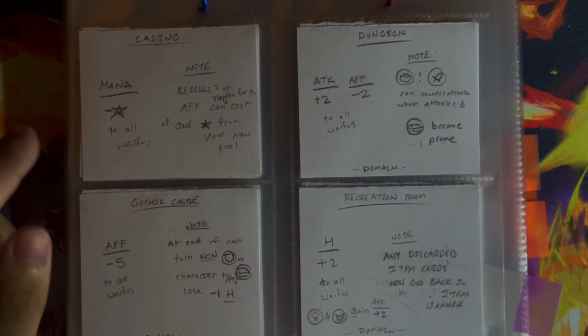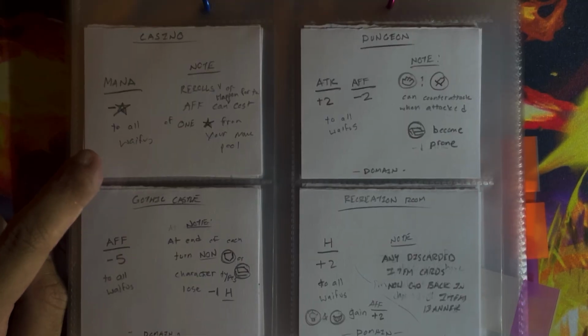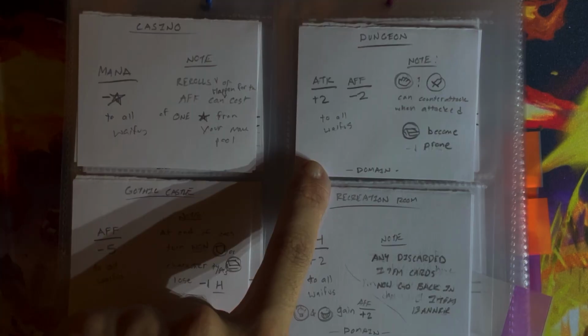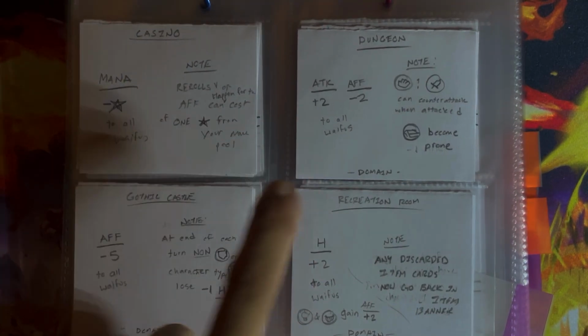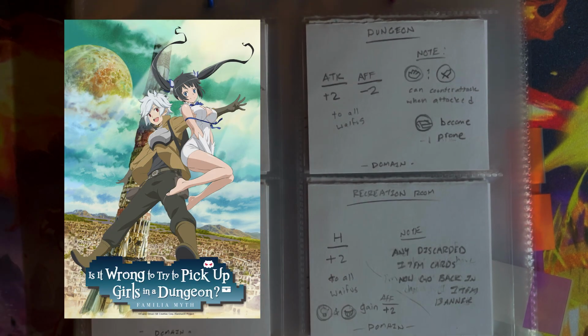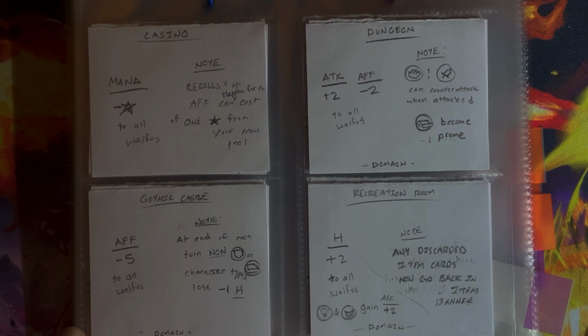There's the casino. You can gamble. Great. Dungeon crawling, not dungeon. I Found Love in a Dungeon. Gothic castle. Just a generic gothic castle. Giving Castlevania.